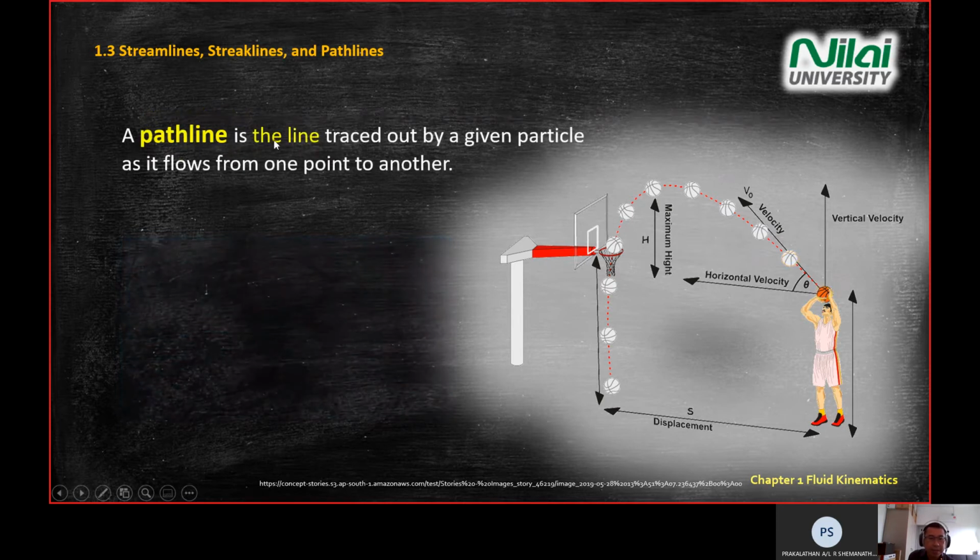Then the path line. The path line is the red dot line that follows the gray color image. The textbook definition: a path line is the line traced out by a given particle as it flows from one point to another point. So the path line is the red dot color. Okay, so the path line can also be determined through experiment only.